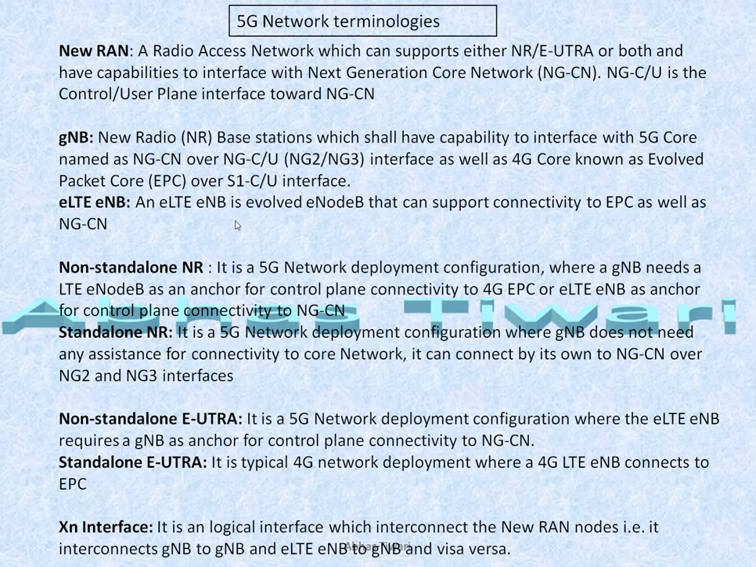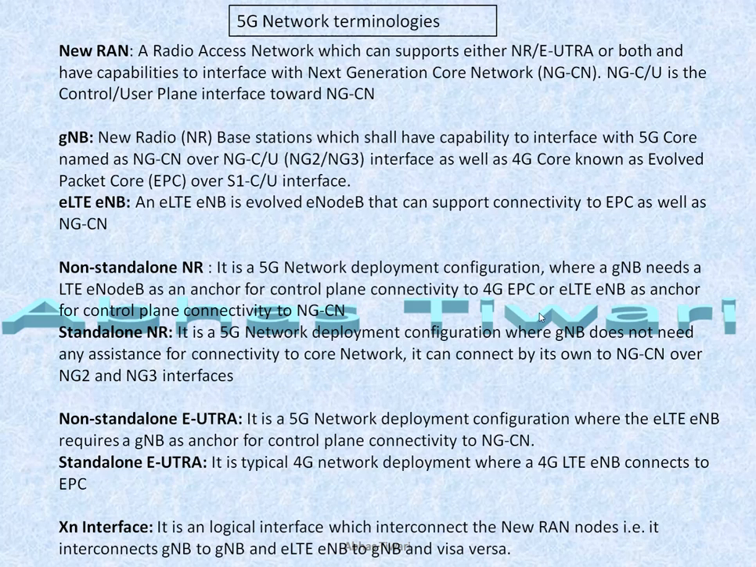Apart from this, there are four or maybe more kinds of architecture implementation. The four more prominent ones listed here are: non-standalone NR, standalone NR, non-standalone E-UTRA, standalone E-UTRA. For non-standalone NR, the gNodeB needs the LTE NodeB as an anchor for control plane connectivity to the 4G EPC. That means to communicate with the 4G EPC on the control plane, a gNodeB requires an LTE NodeB.